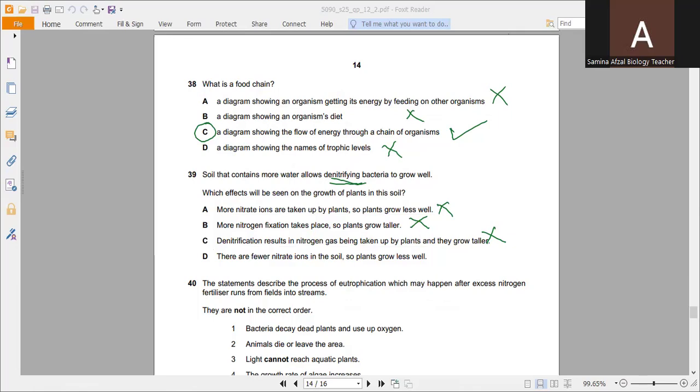So this is the correct option because during this, denitrifying bacteria convert the nitrates in the soil into nitrogen gas which escapes into the air. So plants need nitrates to make proteins for growth, and removing more nitrates means the plant will grow poorly. So D is the correct option.